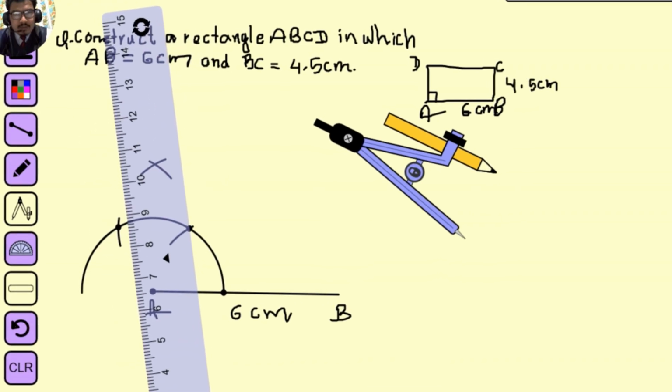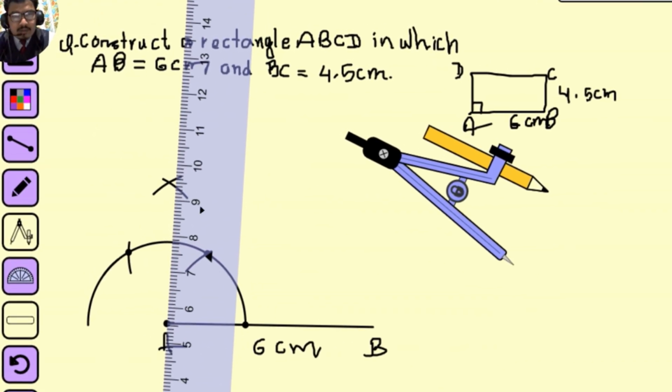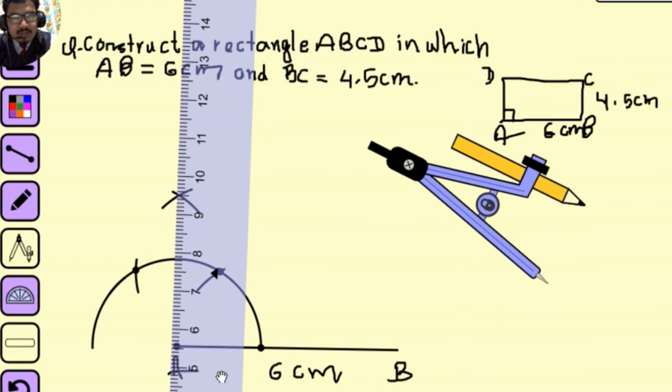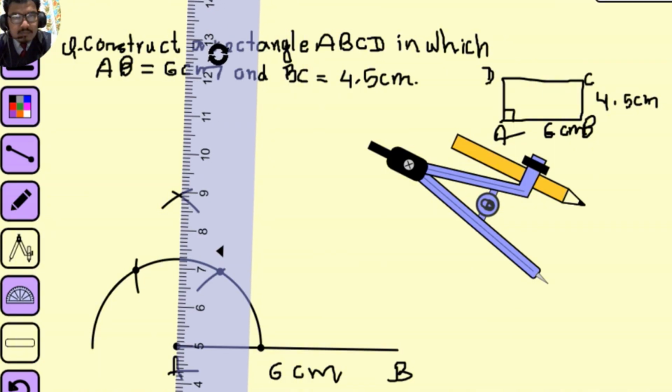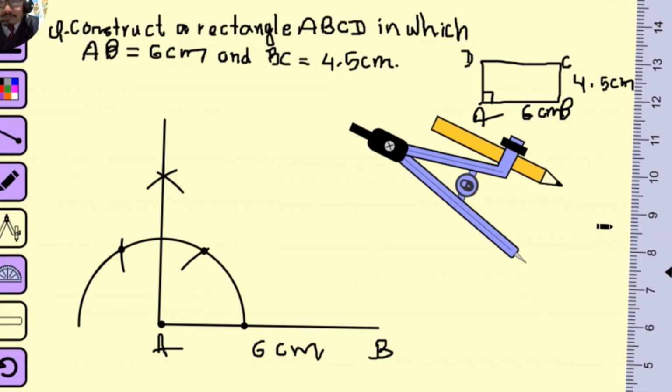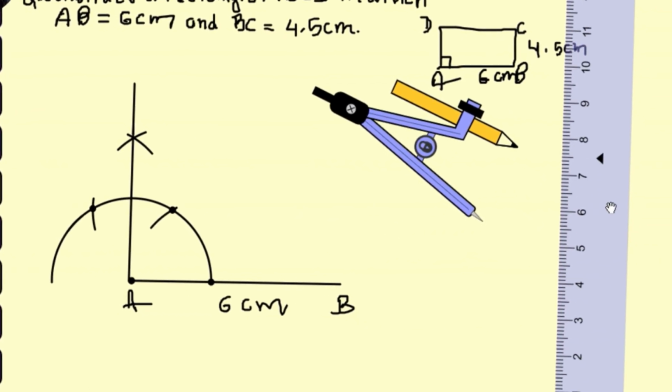Join here, put the ruler straight, and cut here like this, okay? This is a little bit not straight, that's why put the ruler a little bit straight and draw here, like this, draw this 90 degree.